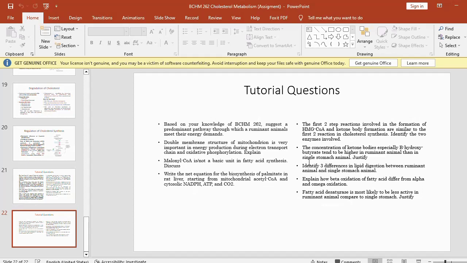Now the next question says, based on your knowledge of biochemistry 262, suggest a predominant pathway through which ruminant animals meet their energy demands. So this one I have also mentioned while discussing microbial action in the small intestine, in the ruminant animals, in the rumen.